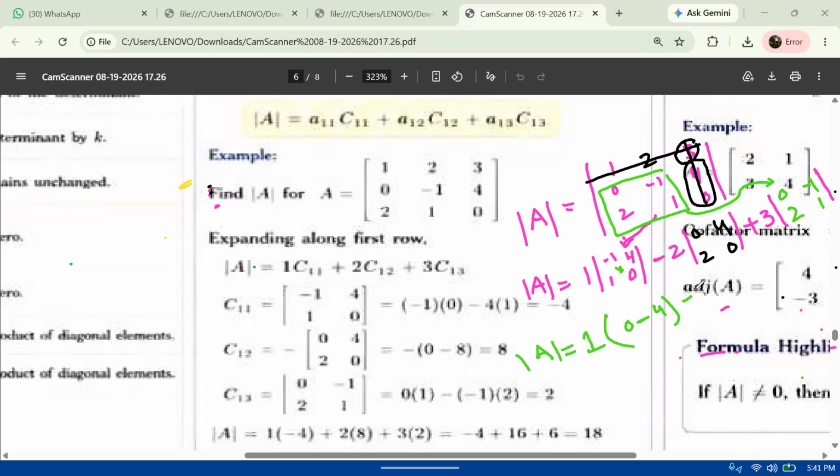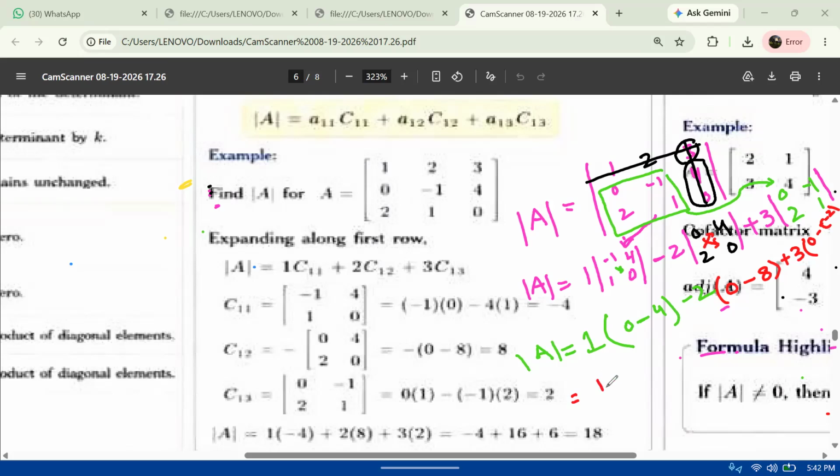Then you put this minus 2 same as it is, and you are going to write after that this one. You multiply 0 with 0, it gives you 0, and you multiply 2 with 4, it gives you 8, and then you put the plus sign 3. You multiply this 0 with 1, it gives you 0, and 2 with minus 1, you put the minus sign and you multiply 2 with minus 1, so you got minus 2.